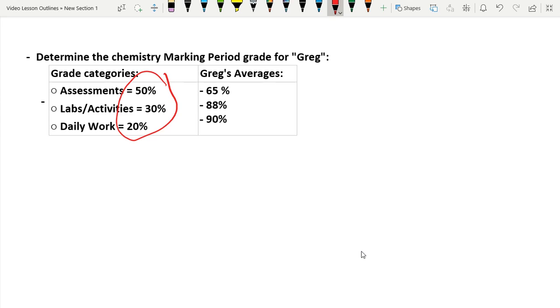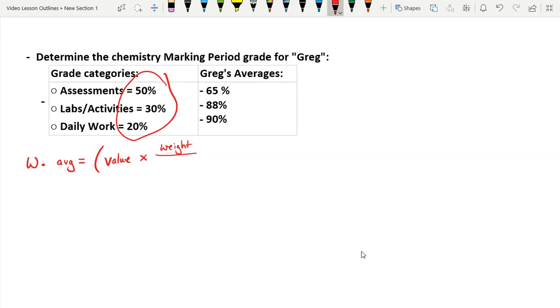The way we turn this into an average and actually find the marking period grade for Greg in this case is doing what's called a weighted average. Now the general format for a weighted average is to take the value that you're trying to average with each other, and multiply it by its category weight. But we don't want the percentage, we want to make it back into a decimal.